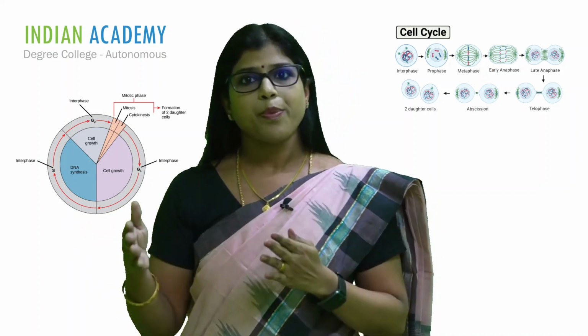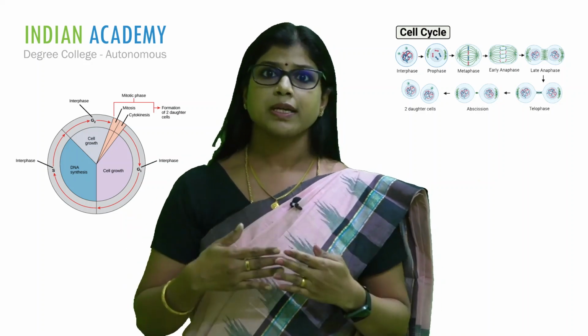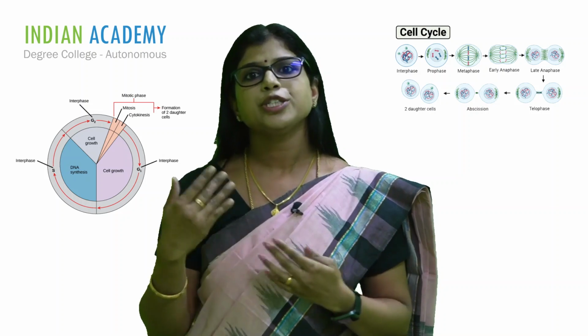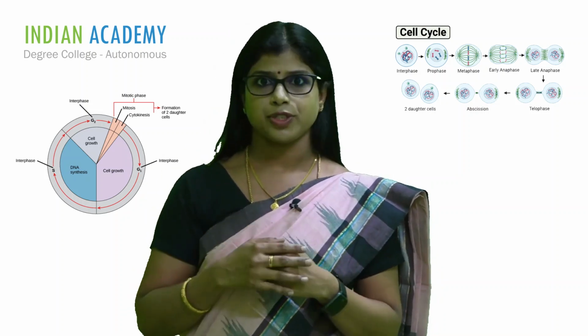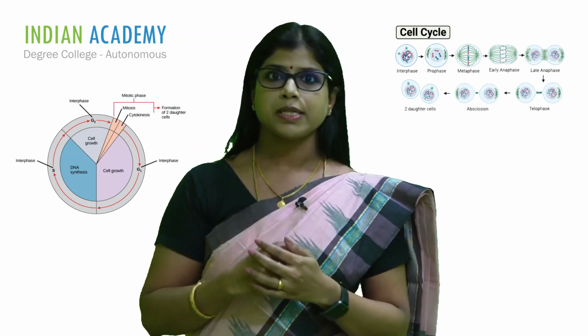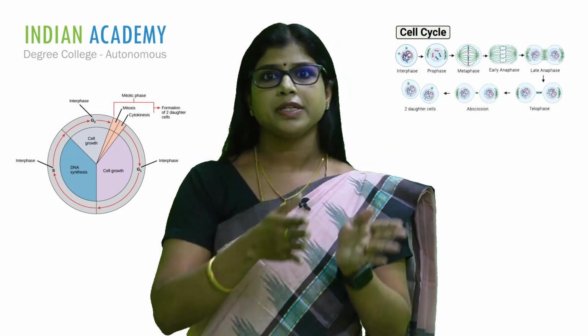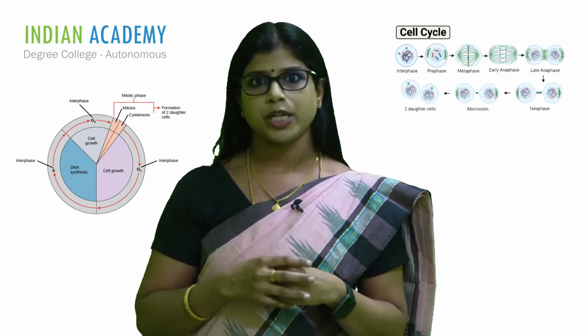The second checkpoint is the G2 checkpoint. The G2 checkpoint ensures that the cell has completed DNA replication, or the duplication of genetic material, without any error prior to cell division. And the third checkpoint takes place during the mitotic phase, that is between the metaphase and the anaphase, which is also called the spindle checkpoint.